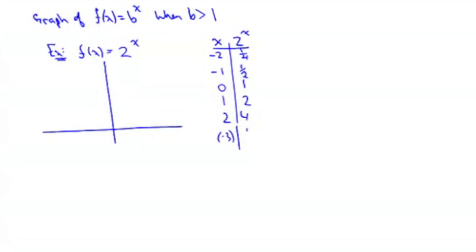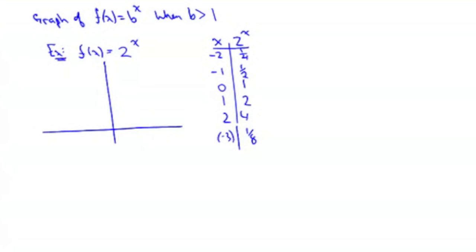1/8. Now, one thing to notice is, no matter what value of x you plug in here, the answer is always going to be positive. It is never going to be negative, because the base isn't negative. The power can't make it negative. So this graph has to remain positive.